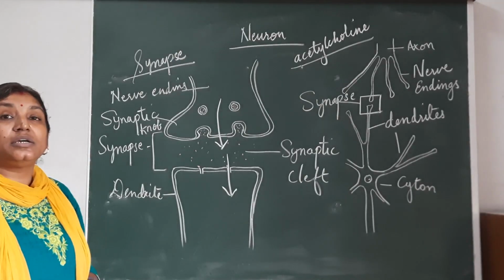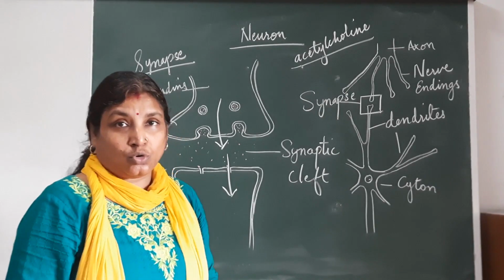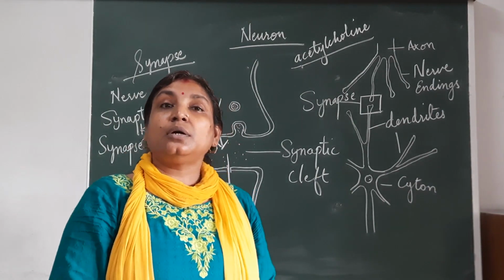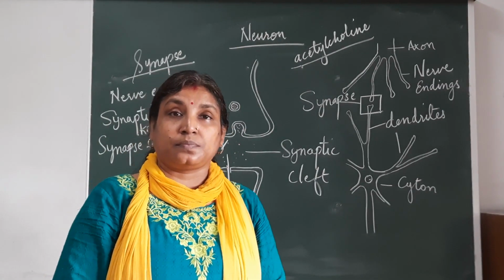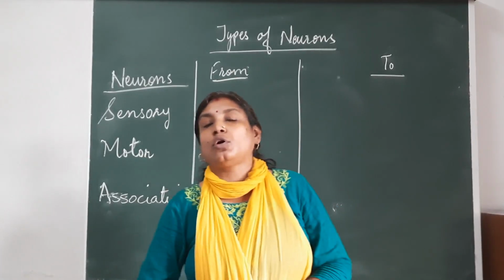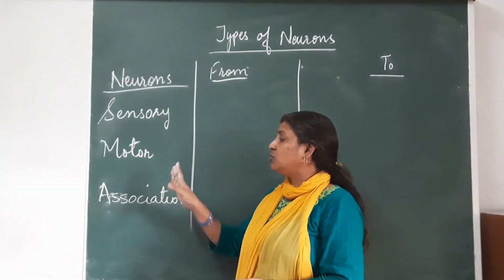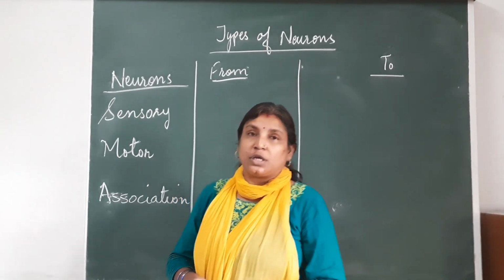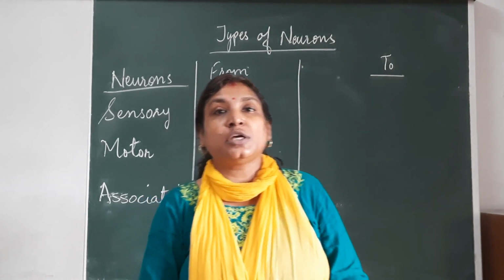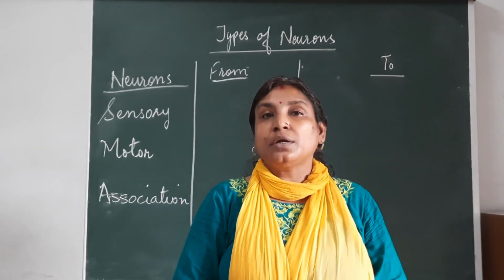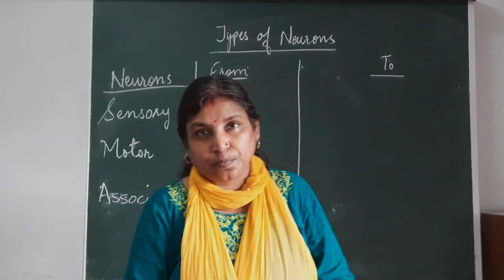So now let's study the different types of neuron. With this we will end the neuron topic. Now coming to the types of neurons, there are three major types of neurons, that is the sensory neuron, motor neuron and association neuron. Association neuron is also known as interneuron or intermediate neuron.